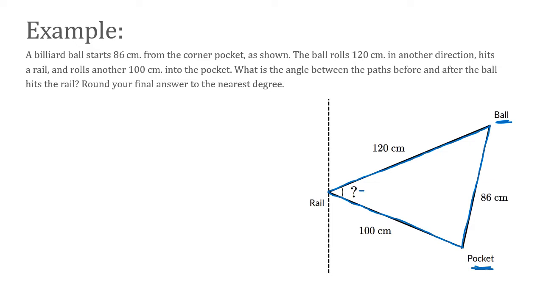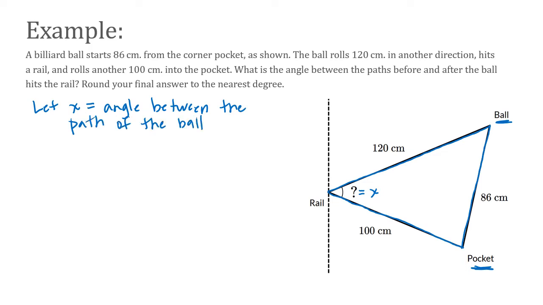All right, so this question mark I'm going to call x, and I'm going to define x to be equal to the angle between the paths of the ball. And that is in degrees, not in radians, it's in degrees. So that is my unit in this case. Now, what has been given to me? We started with the 86, then the 120, and then the 100.